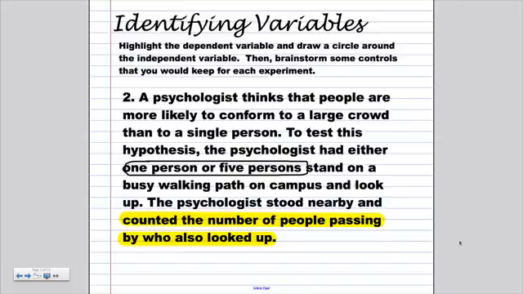Okay. The actual dependent would be the counted number of people passing by who looked up, because that's what we're measuring. The independent, or the thing that we would change, is the number of persons that we would have on the sidewalk. Again, you could brainstorm some of the controls as far as the location, the time of day, keeping that the same consistently throughout the experiment. Could have been on your list.